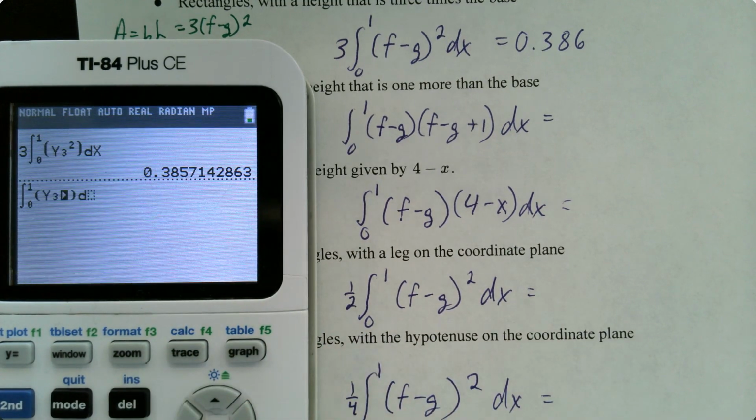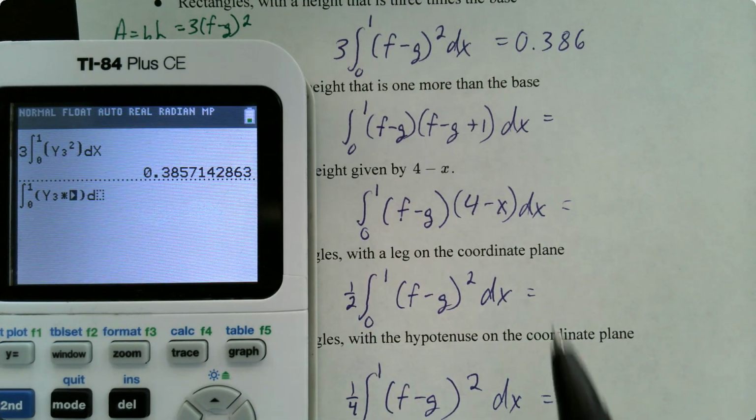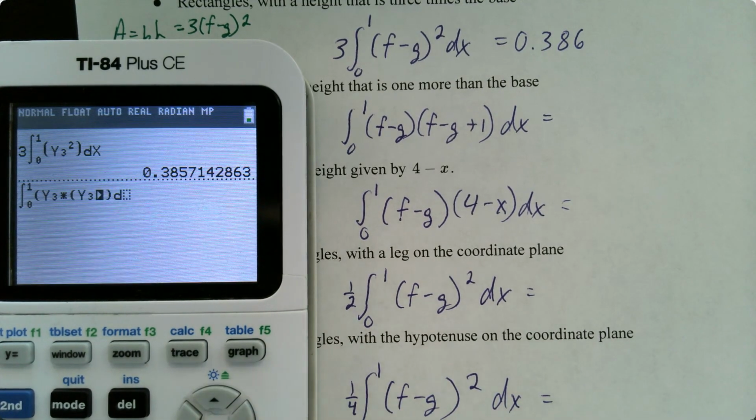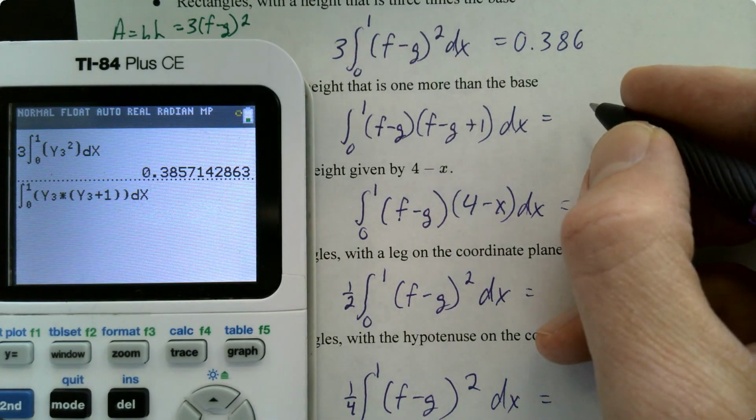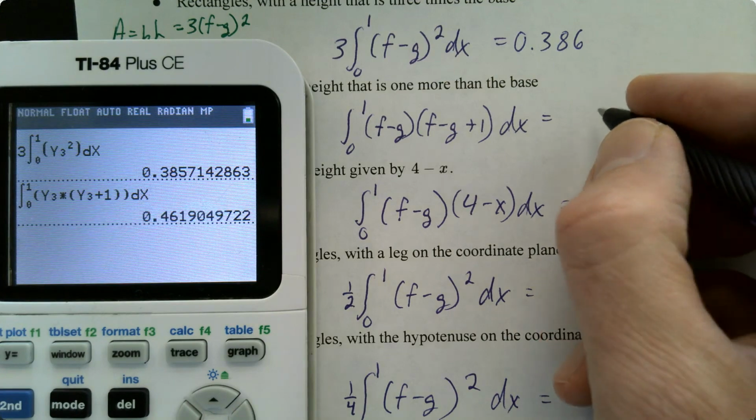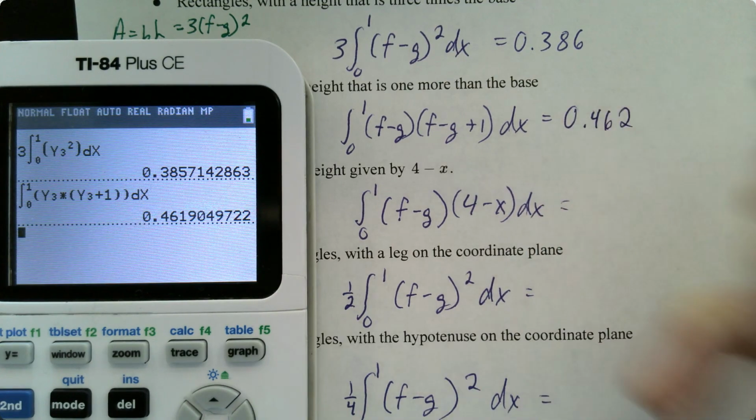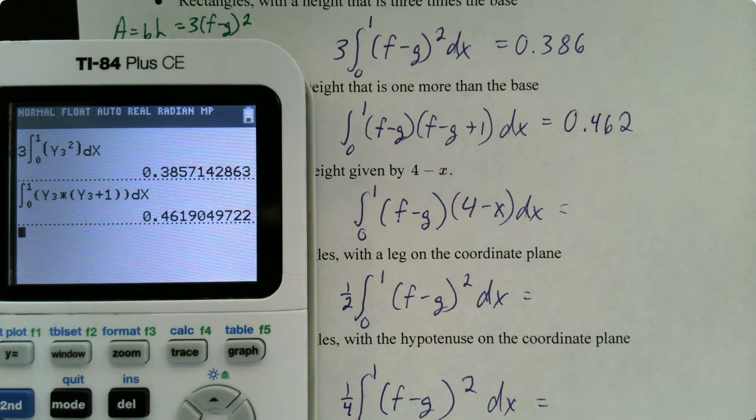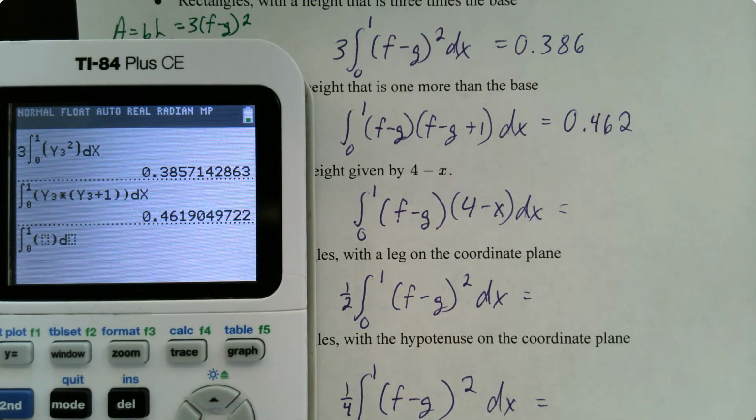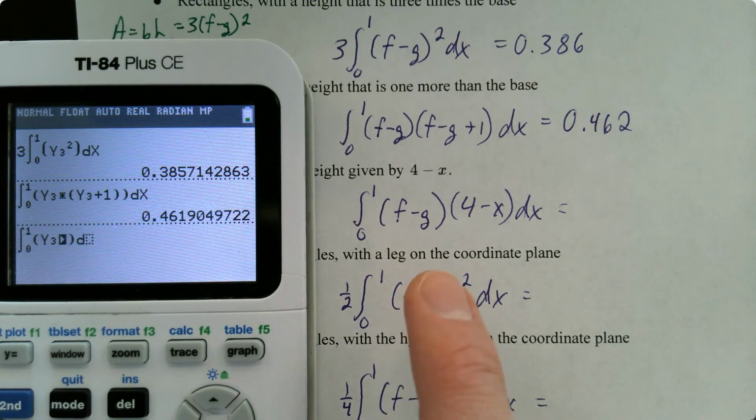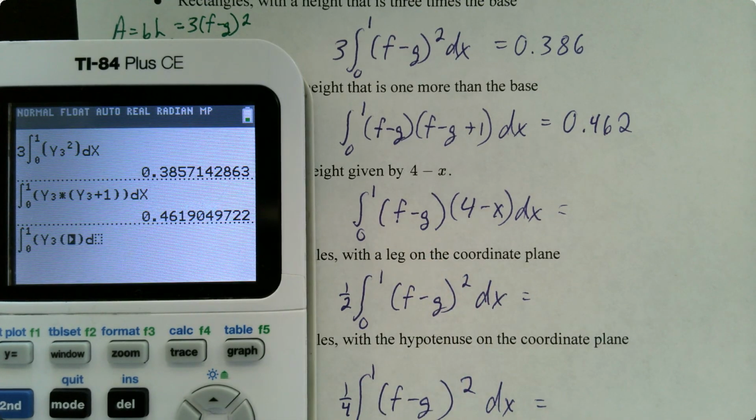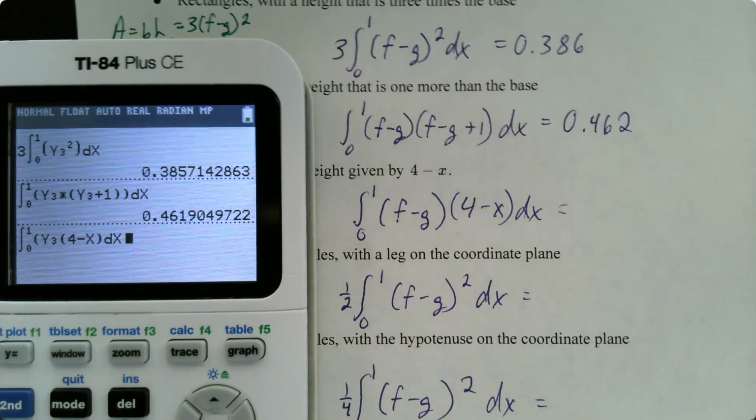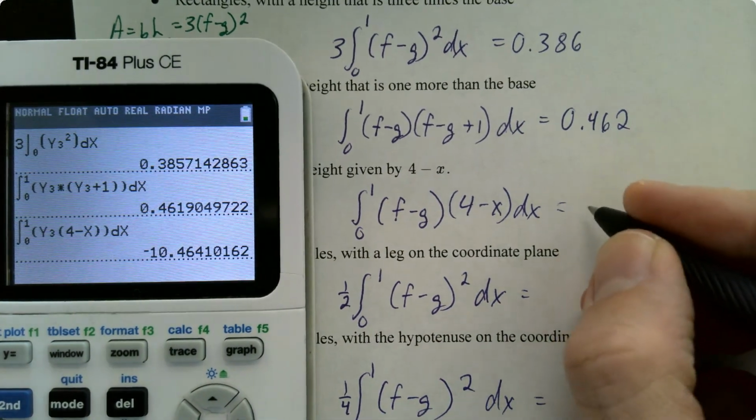All right, the next one is the integral from 0 to 1 of f minus g. We have a variable for that. We have a function for that. Multiplied by f minus g plus 1. Let's put that in parentheses. So f minus g plus 1, and then dx. And then you wait for it. 0.462. All right, the next one, math 9 from 0 to 1. Alpha and trace, y3. And then we're going to multiply that by 4 minus x dx.